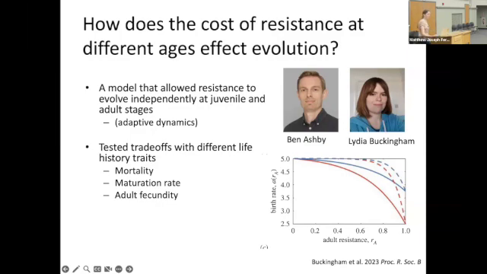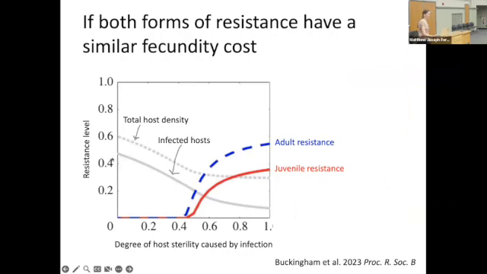And I want to point to one result in their paper, which I got excited by. They showed that if both forms of resistance have a similar cost, and that cost is in fecundity, so there's a trade-off between resistance and fecundity, and you do this with a sterilizing disease, that as you have more host sterility caused by infection, so here's where anther smut is over here at 1, you almost always end up with a situation where adult resistance evolves to a higher level than juvenile resistance. So even if the costs are really similar, the expectation is that we would have higher adult resistance evolve.